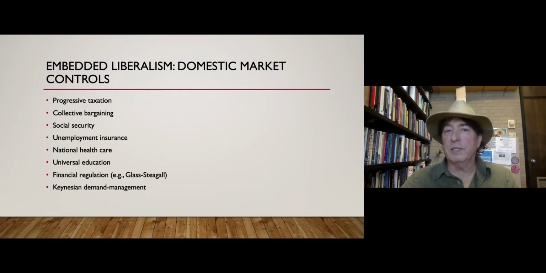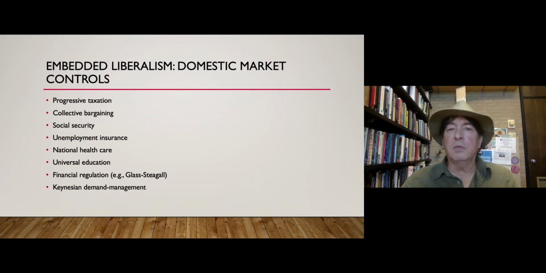National health care, not in the U.S., but in other countries, nationalized health care and made it a universal right. Universal education up through 12th grade, or at least 16 years old, required. That was to give working class families and their children opportunities to at least have a chance in the market economy. Financial regulation, the separation of investment banking from commercial banking, to try to prevent the kind of speculation and corruption that helped bring about the Great Depression and the stock market crash of 1929.